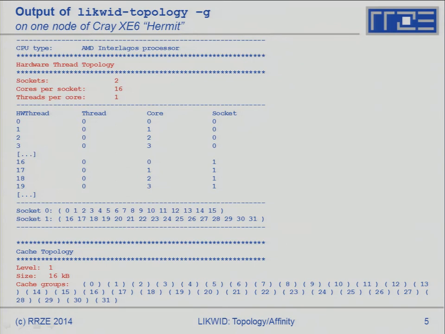In this case, we see here a list of so-called cache groups. Each list of numbers in brackets is a cache group. And we see these lists are only length 1, which means every single core in this machine has its own level 1 cache. And we have 32 of them. So we have 32 times 16 kilobytes of level 1 cache aggregated across the whole machine.